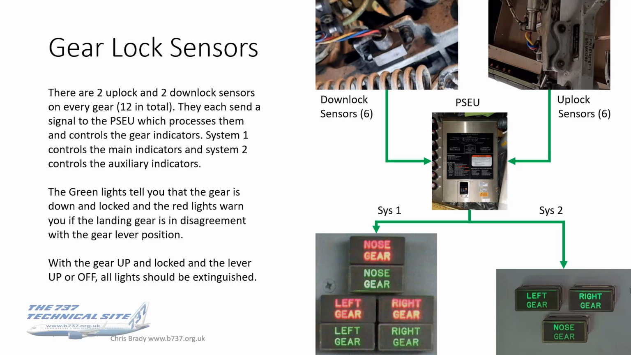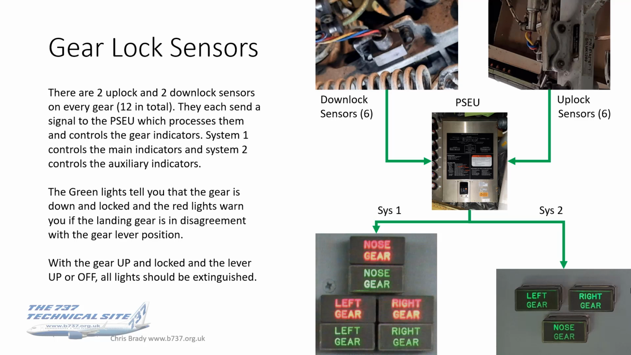They each send a signal to the PSEU which processes them and controls the gear indicators. For what it's worth, System 1 controls the main indicators and System 2 controls the auxiliary indicators. Just remember, green lights tell you that the gear is down and locked. That's all you need to see. The red lights are telling you something subtly different, just that the landing gear is in disagreement with the gear lever position.